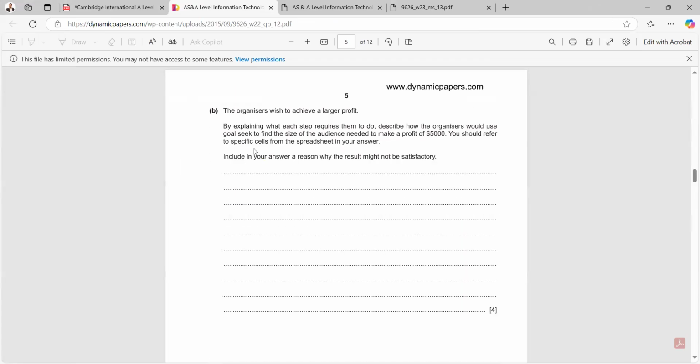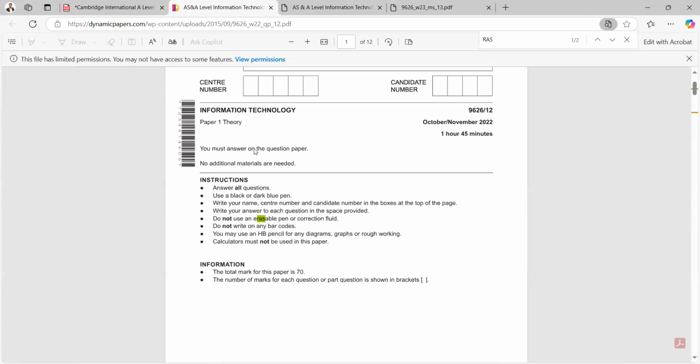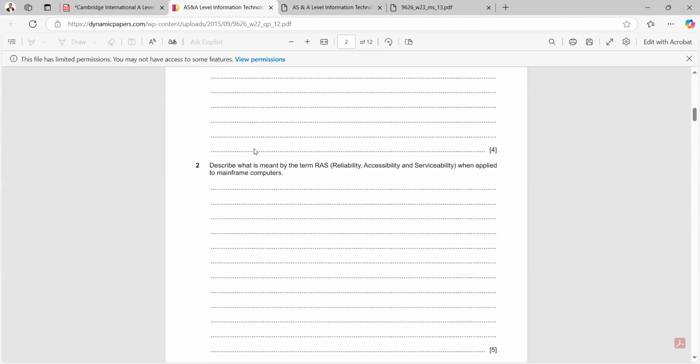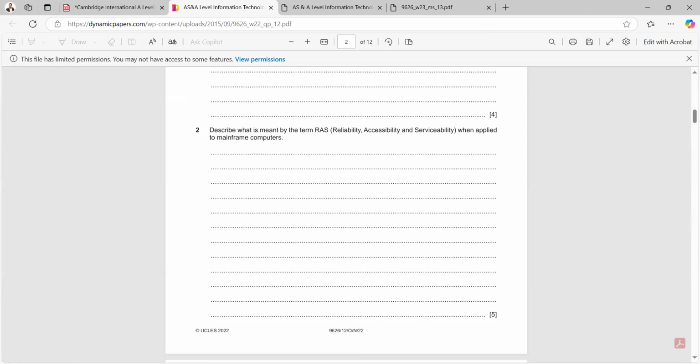Okay, in this paper, this is 2022 October/November 1 2. First of all, I have the first question for the mainframe computer. Describe what is meant by the term RAS, reliability, accessibility, serviceability when applied to mainframe computers. This is for 5 marks.